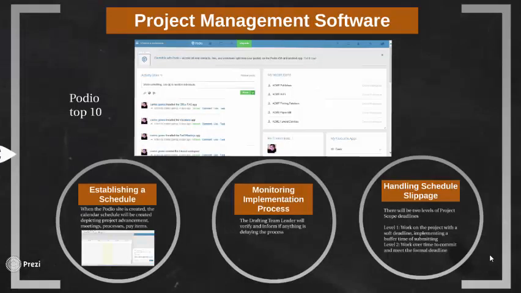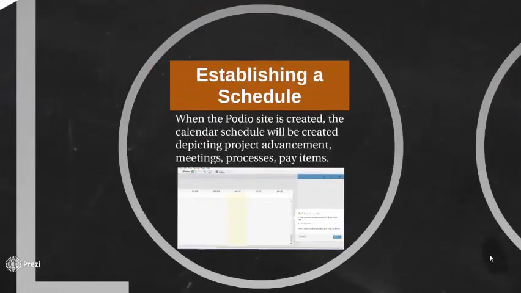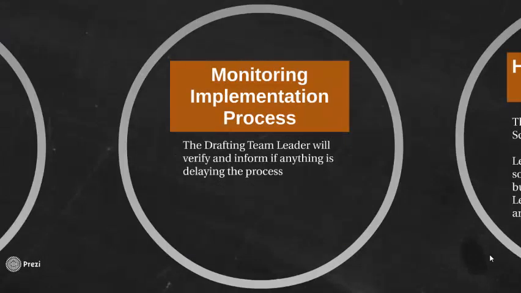The next item is project management software. For the design project, Podio will be used because it has been selected as one of the 10 top companies to implement a project management software and integrate in the office. Establishing a schedule. When the Podio site is created, the calendar schedule will be created depicting project advancement, meetings, processes, and pay items. Monitoring implementation process. The drafting team leader will verify and inform if anything is delaying the process.